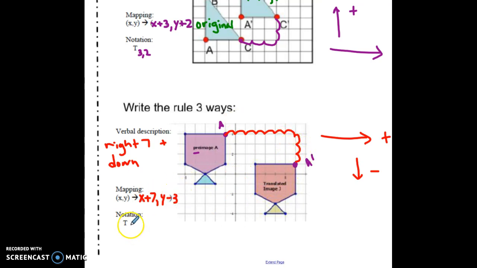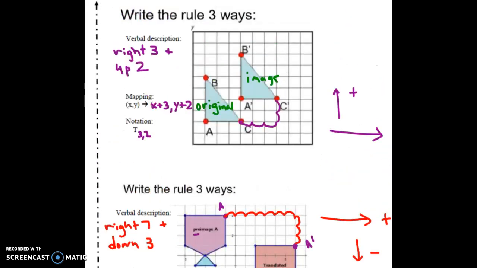And then, of course, T notation, we just grab the numbers, positive 7 and negative 3. And those are written as a subscript. They're little tiny numbers down below the capital T. And again, that's going to describe this movement of to the right 7 and down 3. There you go. Okay, so double check the problems on this page, remember, are kind of done for you.